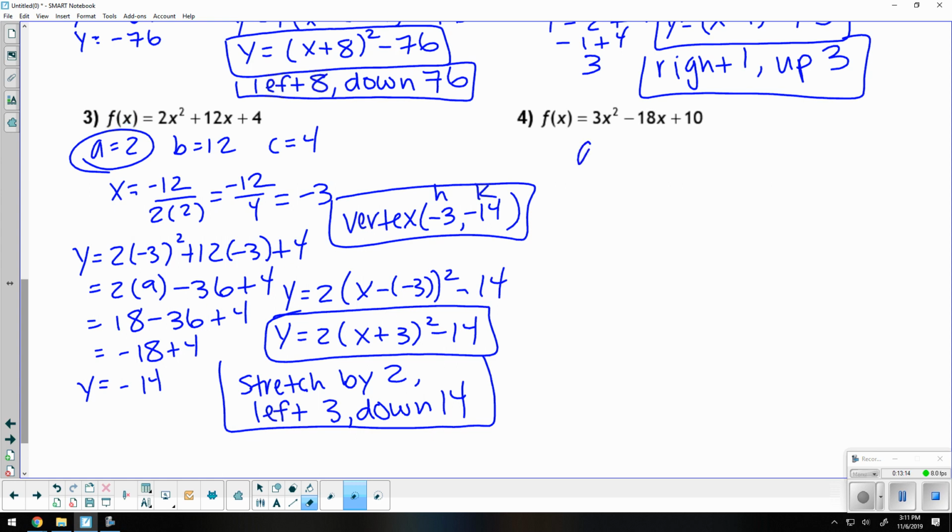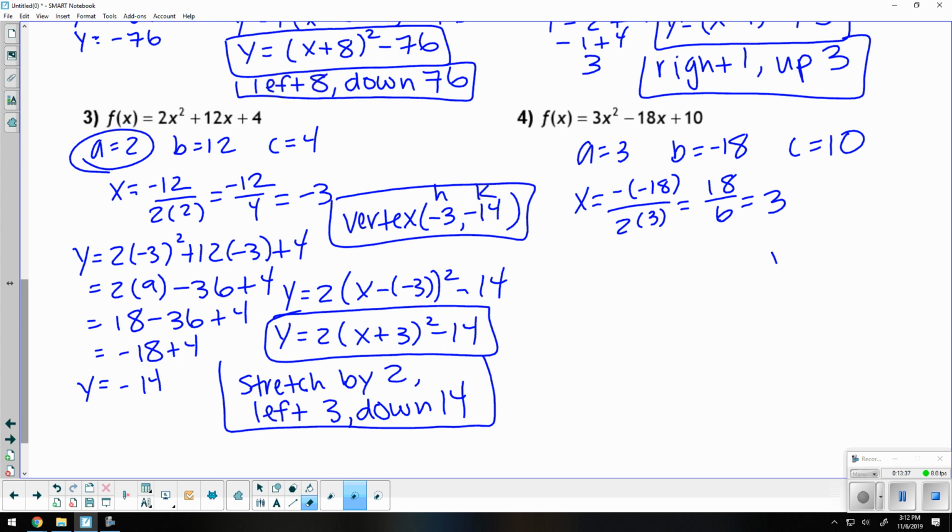So again, a, h, and k. A is 3. Or I'm sorry, a, b, and c. A is 3, b is negative 18, c would be 10. But finding h and k, finding our vertex. So the x-coordinate again is negative b. So it'd be negative negative 18 over 2 times a. So 2 times 3, so 18 over 6. So it looks like we get 3 for the x-coordinate. So our vertex so far, we got the x, we got the h value, that's 3.